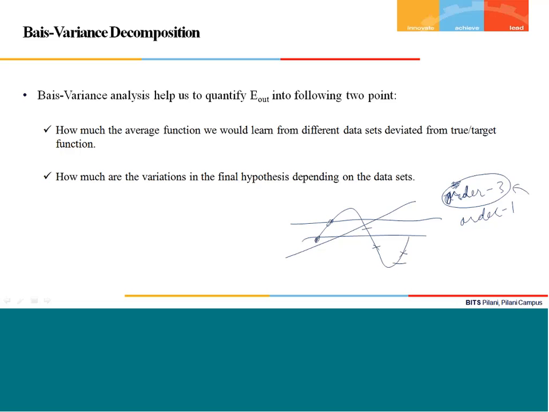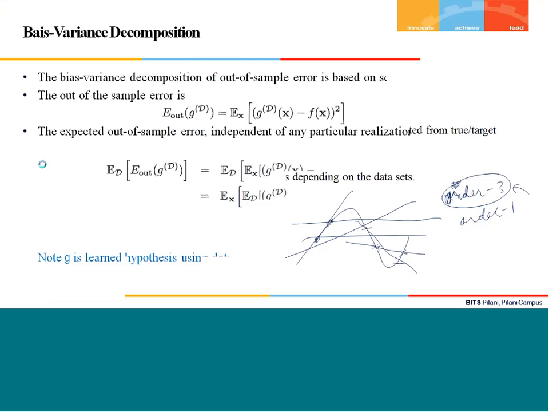and from these two data sets you learn a line like this, and from these two data sets you learn a line like this. So every time you change the data set, you learn a different hypothesis. On an average, how much is it deviated from the true function? This first point is telling you this. I will clear this point very clearly in the next few slides, so don't get confused here. And the second point is how much are the variations in the final hypothesis. I understand it.